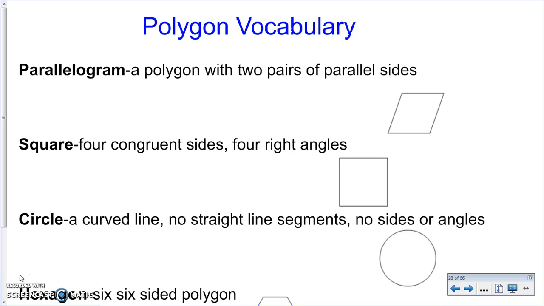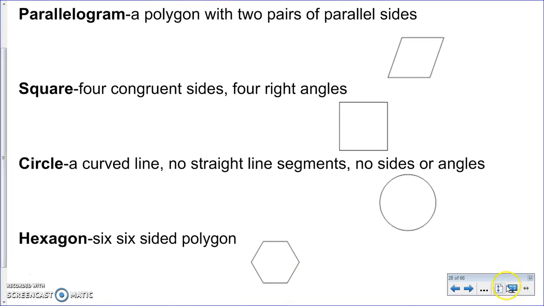Polygon vocabulary. A parallelogram is a polygon with two pairs of parallel sides. A square has four congruent sides and four right angles. A circle, while not technically a polygon, is included in here because it's one of the shapes we're going to be studying in this unit. It is a curved line. It does not have any straight line segments, and it does not have any sides or angles. And a hexagon is a six-sided polygon.